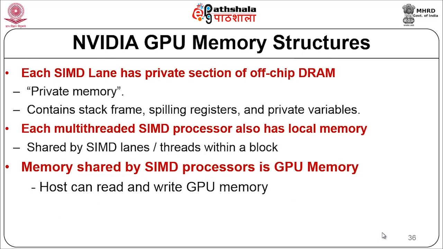And looking at the memory structures, each SIMD lane has a private section of off-chip DRAM, which is the private memory, which is used to contain your stack frame, your spilling of registers and private variables. Each multi-threaded SIMD processor also has a local memory, which is shared by all the SIMD lanes or threads within the block. And the memory that is shared by all SIMD processors is the GPU memory, which the host can read and write.